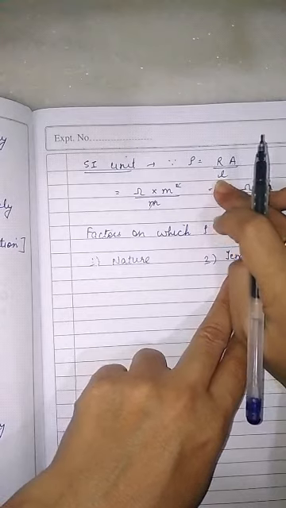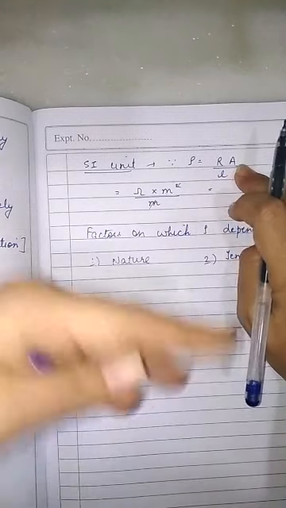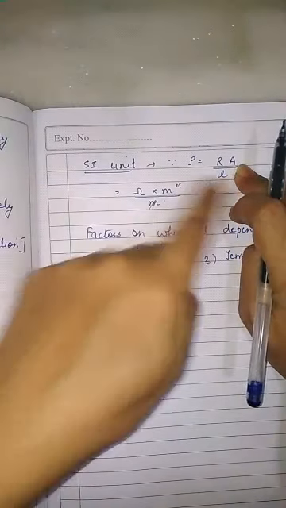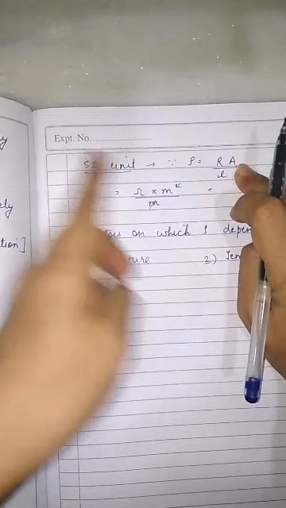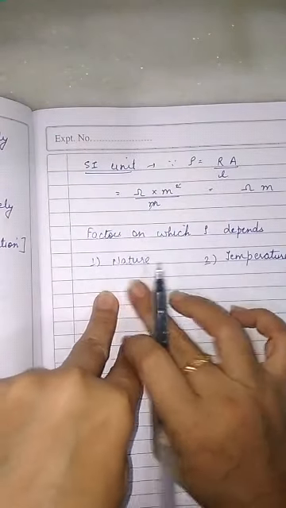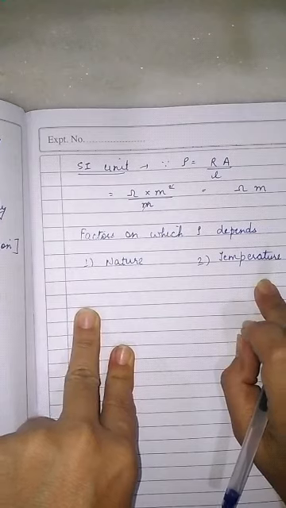If we increase the length or decrease the length, or if the area of cross section has been changed, there is no effect on resistivity. Resistivity only depends on the nature and the temperature of the conductor.